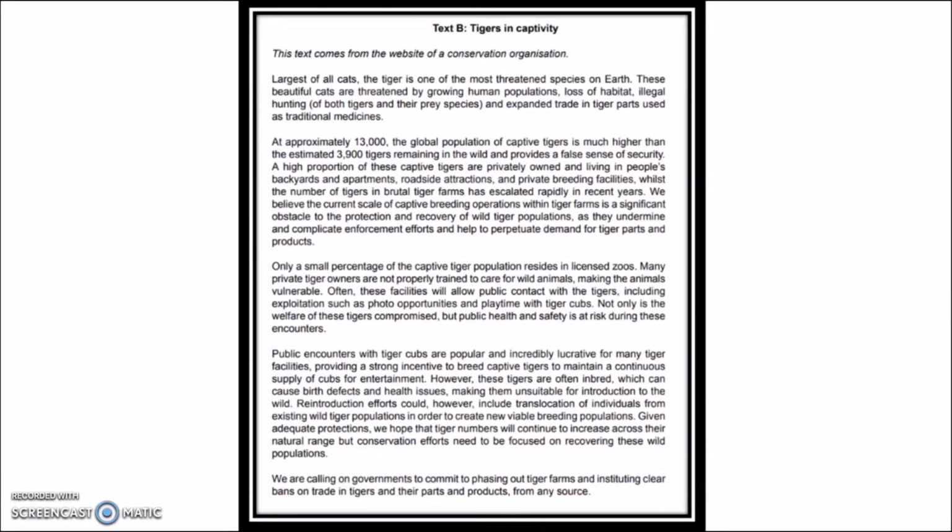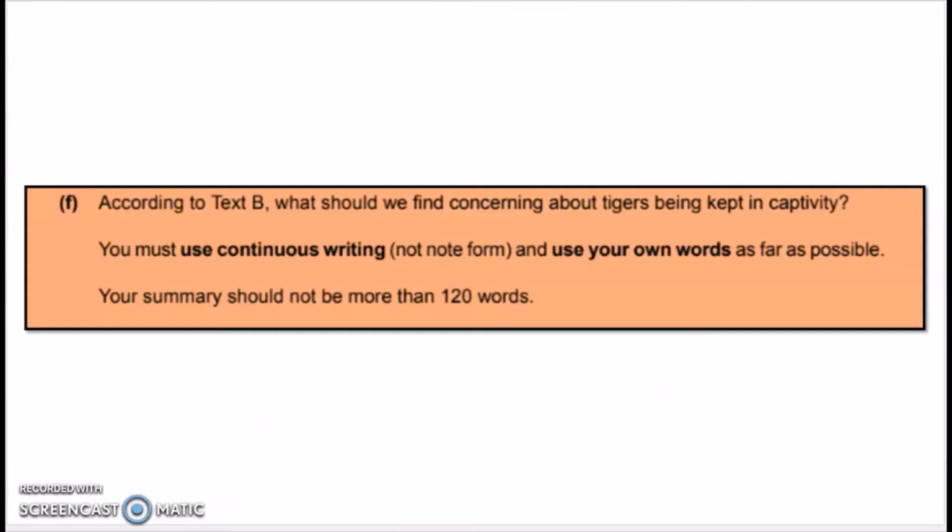In the reading paper, text B is used for writing summaries, and for this video, I have chosen the text from the 2022 past paper. The title of text B is Tigers in Captivity. It means the tigers who are not free, who are not in the wild, who are caged or imprisoned by the people. The first thing is to read the question.